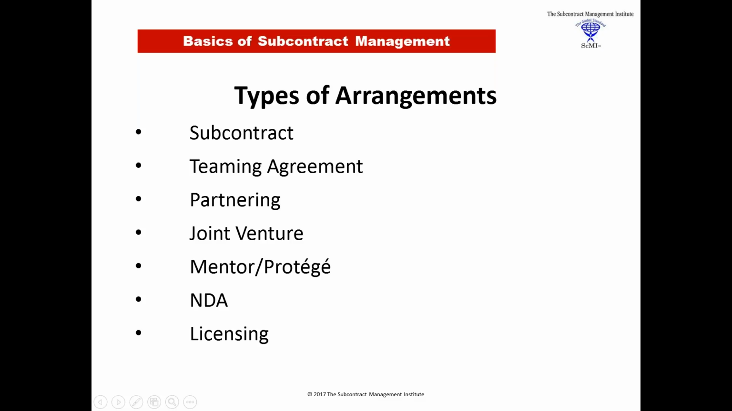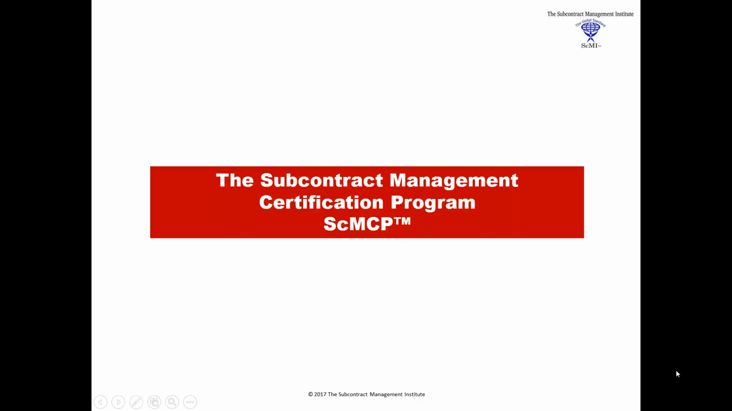But it may be a teaming agreement. It may be a partnering. It may be a joint venture. I mentioned the mentor-protege earlier. It may exist simply as a non-disclosure agreement, NDA, as we say there, or licensing. And the point is that your arrangement with subs can take a lot of shapes, a lot of forms. There can be a lot of different things, and there's no gospel about any of this. Work with your legal team.